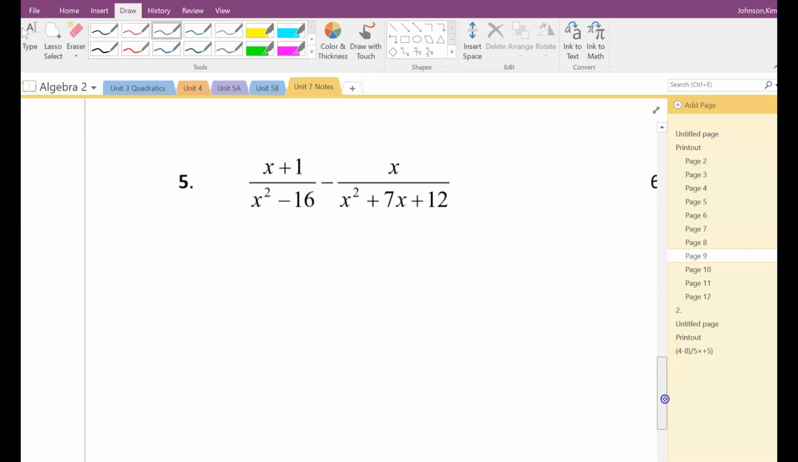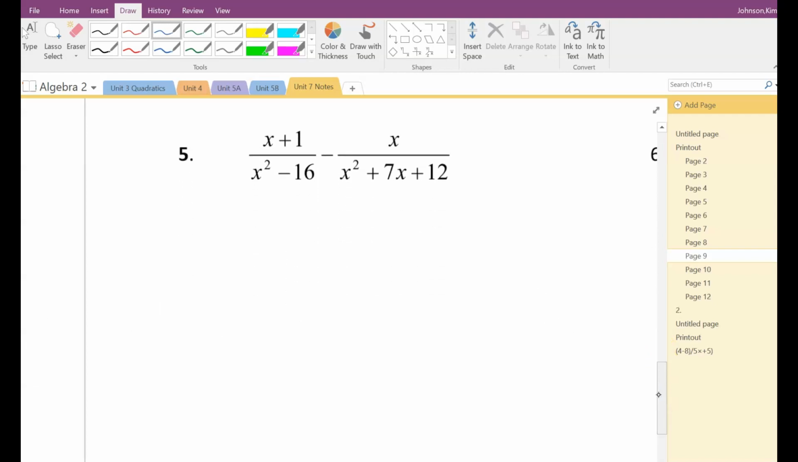Yeah, this one's great. I really like this one because I think it poses a little bit more of a challenge, right? Because we've got both denominators are factorable. So we're going to start with that precept, factor the denominators. Okay, so we're going to factor x squared minus 16. That's a difference of 2 squares. It's going to be x plus 4 times x minus 4.